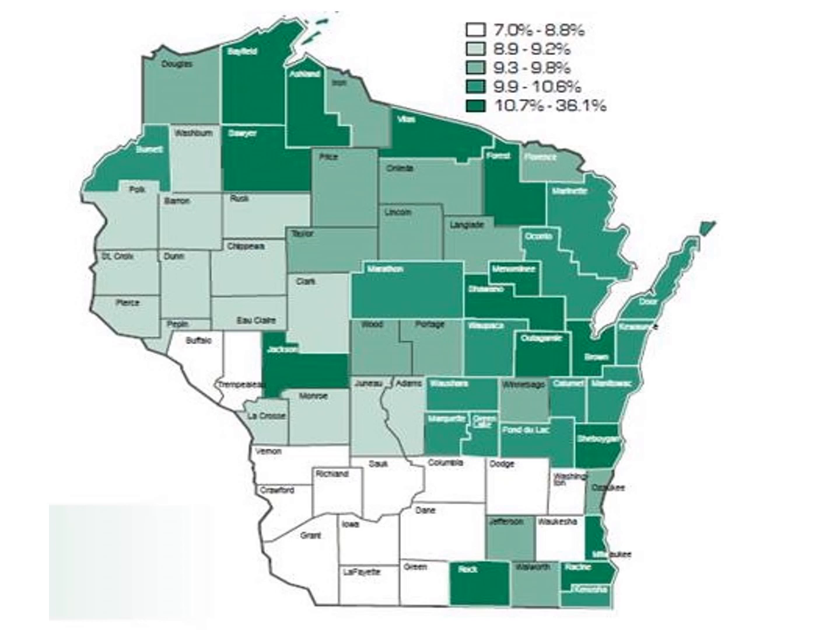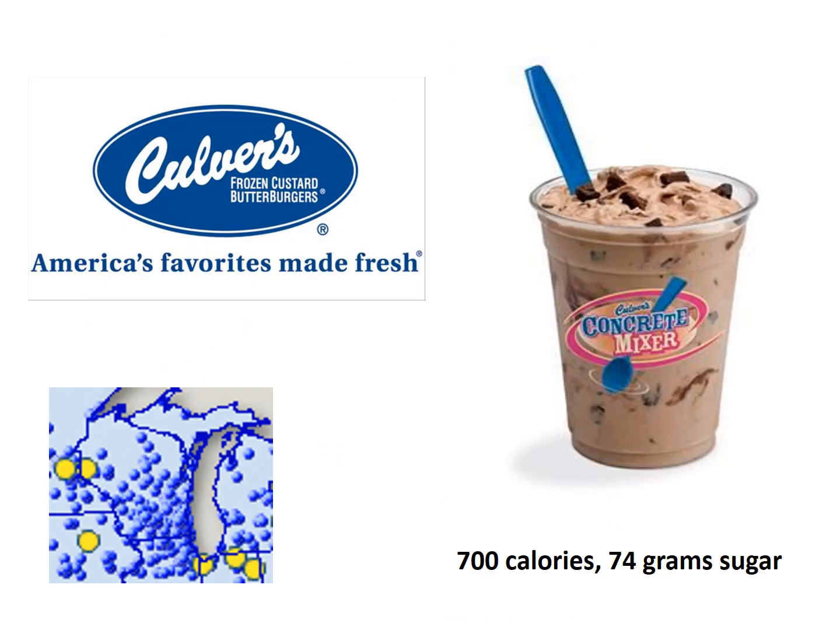Now, I know in Wisconsin, we don't have Bojangles restaurants and we don't have sweet tea to the prevalence as they do in the Southeast United States, but we do have this. Hold on. Yeah, we have custard, right? So there's the distribution of Culver's. Culver's is primarily a Midwest phenomenon, and they make those awesome concrete mixers. This is a small size concrete mixer, 700 calories, 74 grams of sugar.